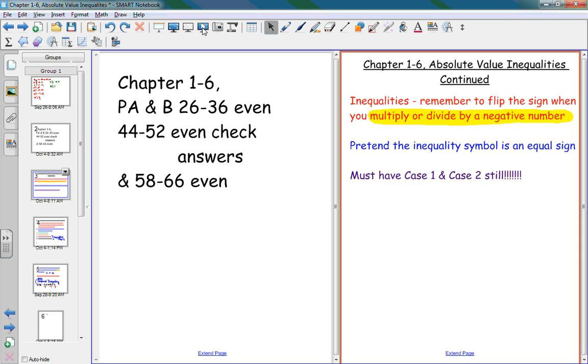Excellent. Now, what I want you guys to do is pretend that the inequality statement is actually an equation. And you're going to still have case 1 and case 2. Do we all understand that? So nothing has changed.